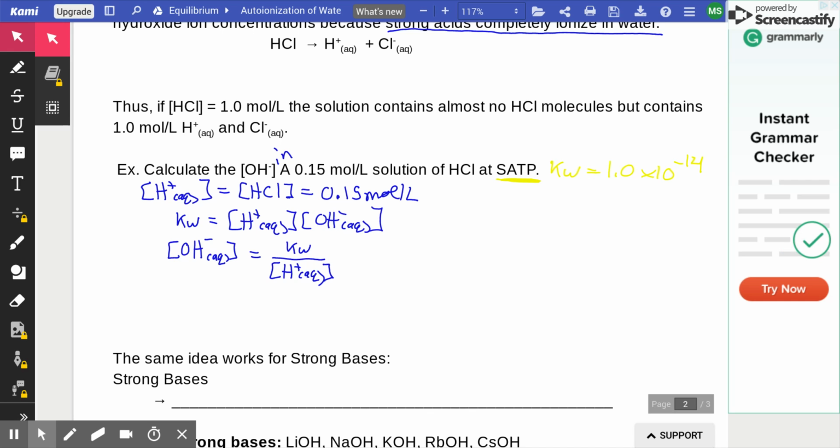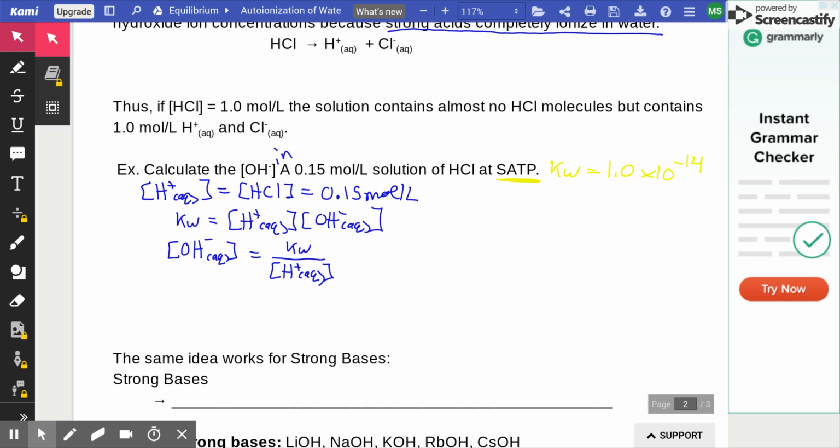This is part B of the video lesson on autoionization of water. In part A, we just left off where we were trying to calculate the hydroxide ion concentration in a 0.15 mole per liter solution of hydrochloric acid at standard ambient temperature and pressure. Because we're at SATP, we know Kw is going to equal 1.0 times 10 to the negative 14.